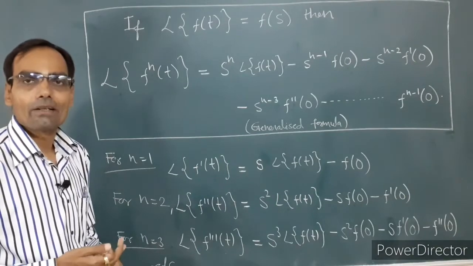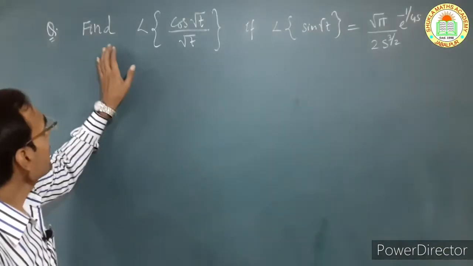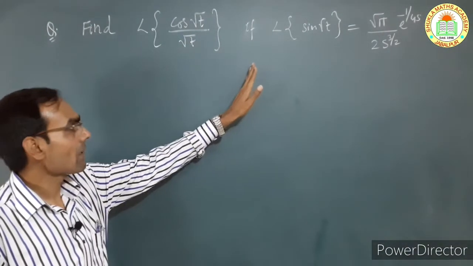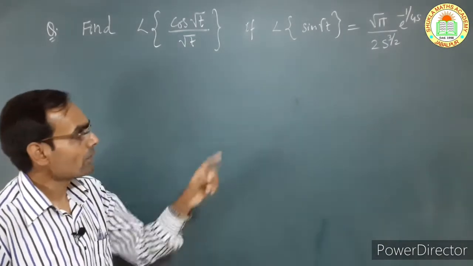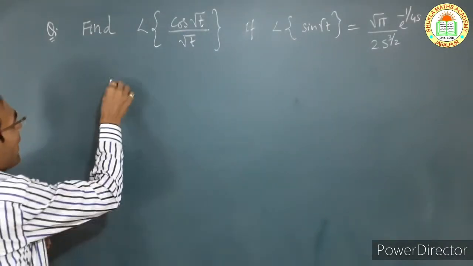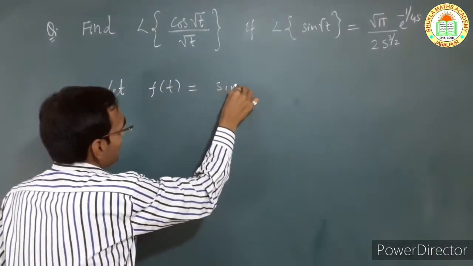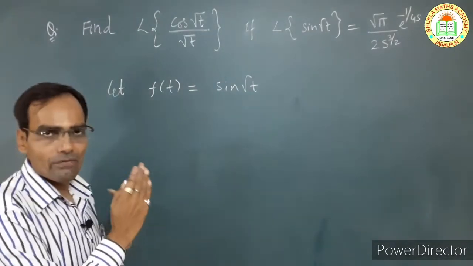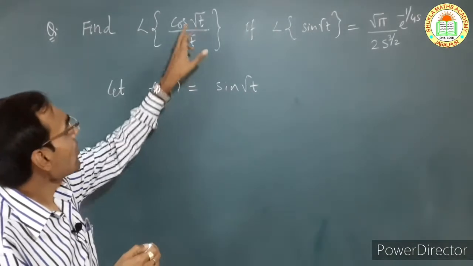After that I will take one example based on this formula. Find the Laplace of cos root t by root t, if we are given that Laplace of sin root t is root pi into e^(-1/4s) upon 2 into s^(3/2). So now see here, let our function f(t) be sin root t. We are assuming f(t) is sin root t because its derivative gives us cos root t by root t.